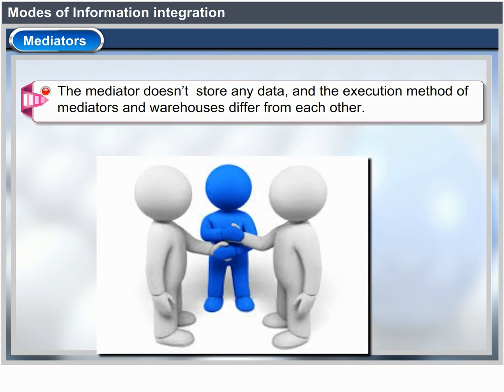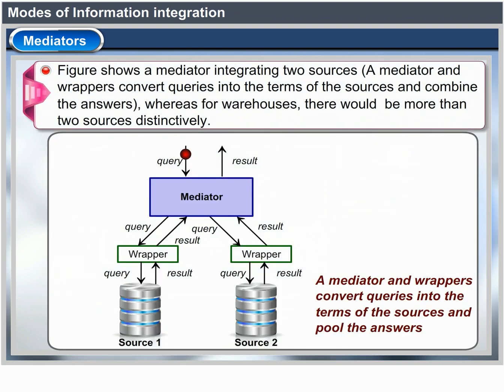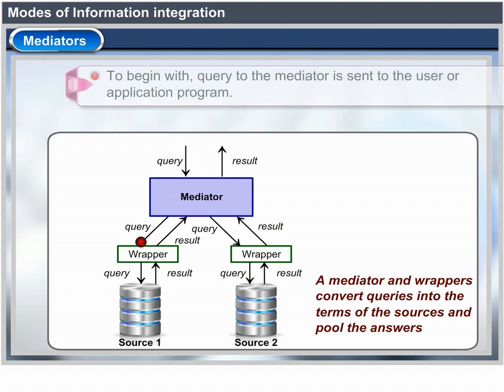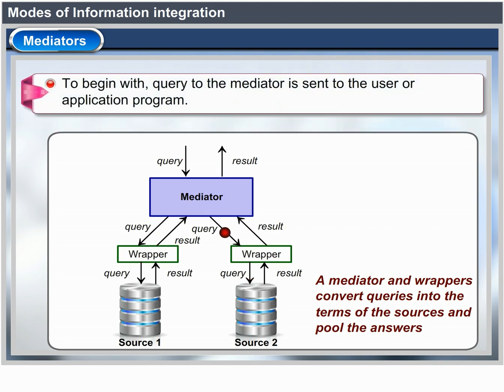A mediator and wrappers translate queries into the terms of the sources and combine the answers. The figure shows a mediator integrating two sources. As for warehouses, there would typically be more than two sources. To begin, the user or application program issues a query to the mediator.